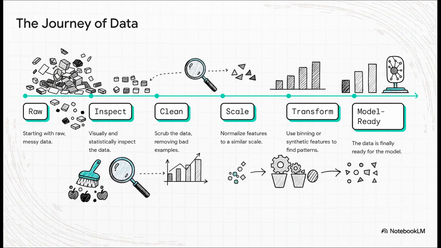So let's just recap the entire journey we've been on. We start with raw, messy data. We inspect it both visually and with stats. Then we clean it, scrubbing out all those bad apples. Next, we scale it, putting every feature on a level playing field. And finally, we transform it with cool techniques like binning and synthetic features to unlock those hidden patterns. Only then, after all that work, is our data truly model ready.